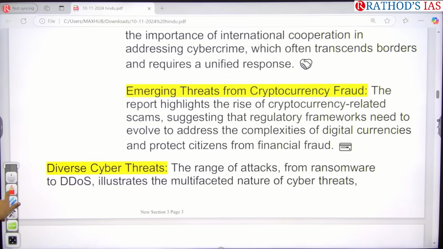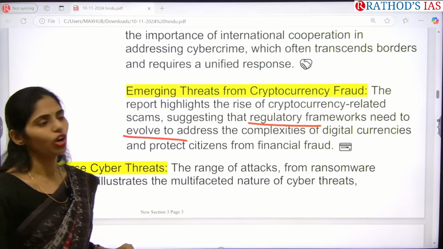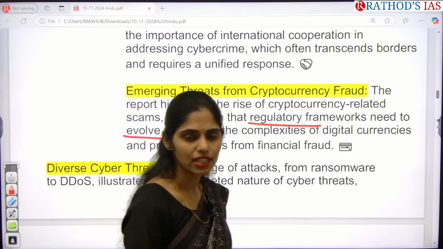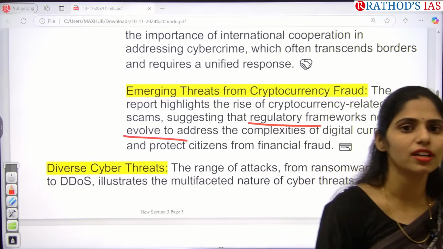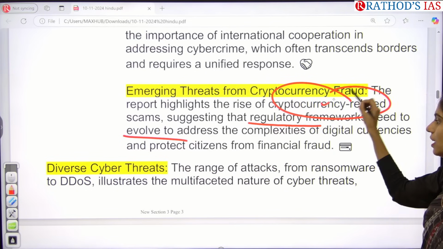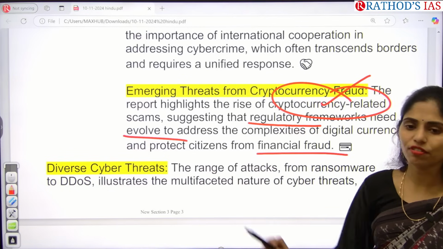So now we need to have regulatory frameworks to address the complexities of the digital currencies that we are having now. Even India is also having a central bank digital currency. So we need to have proper rules and regulations which will address this problem of cryptocurrency-related scams so that we can protect citizens from financial frauds.